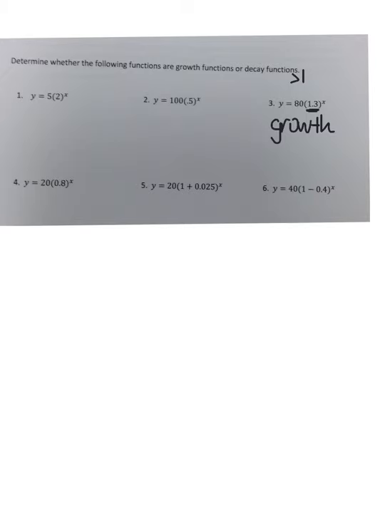If you look at number 6, for example, let's take a look at that. Now, they don't actually give you that value, but you can do 1 minus 0.4, and we know that that's 0.6. So that value is less than 1. So if the value is less than 1, then a function would be decaying. Okay, growth is getting larger, decaying is getting smaller.